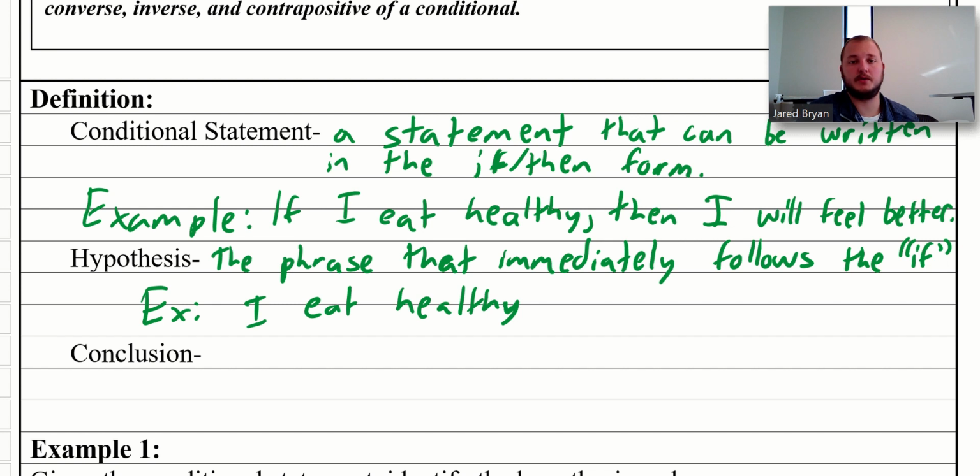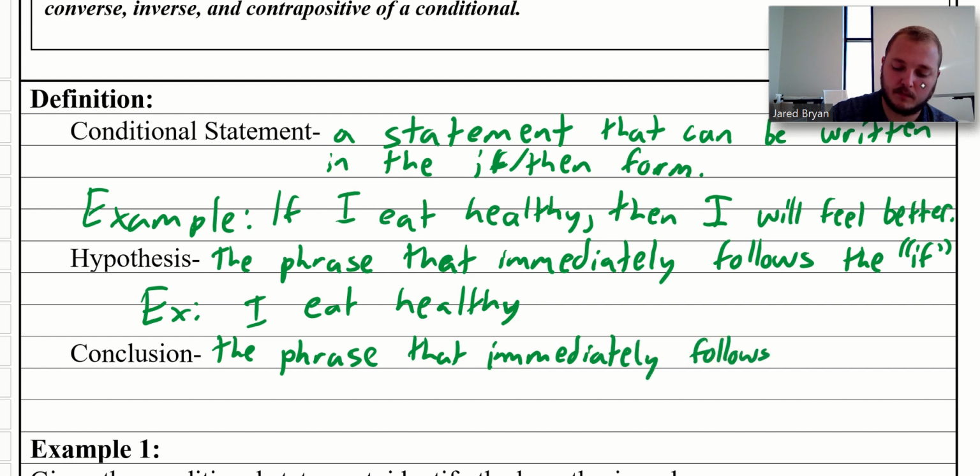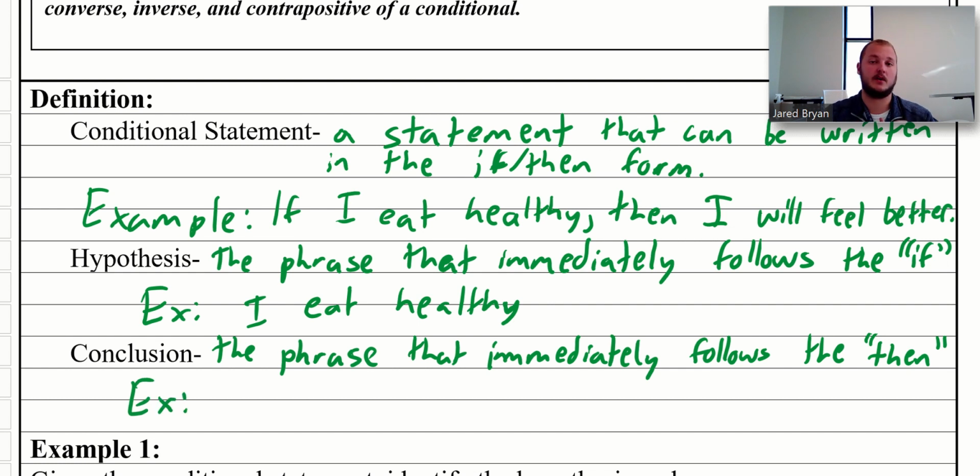Okay, and then the conclusion is the reverse side of that. So the conclusion is the phrase that immediately follows the then. Conclusion is the phrase that immediately follows the then. So in this example that we were using, notice again, I'm not including then when I write this out, and you'll have problems on your homework where you need to make sure you're not including if and not including then. But in this case, I will feel better would be my conclusion. That is the conclusion that I've come to.